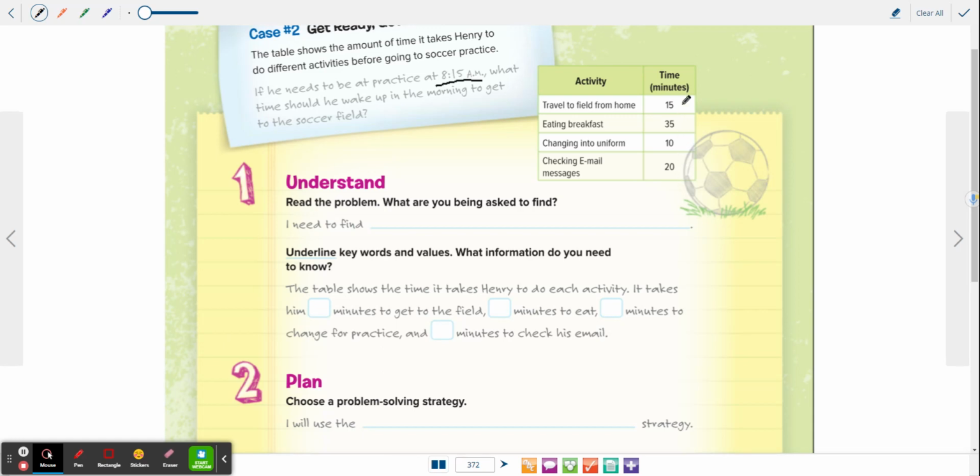Now, this chart here tells how long it takes him to do all these things. It takes him 15 minutes to travel to the field from home. It takes him 35 minutes to eat breakfast. I sure hope that includes cooking breakfast, because that's a long time to eat breakfast. He must chew slowly. I don't know. Yeah, it's probably cooking breakfast too, or getting it ready, I would hope. 35 minutes for that. 10 minutes to change into his uniform, and 20 minutes to check his email messages.